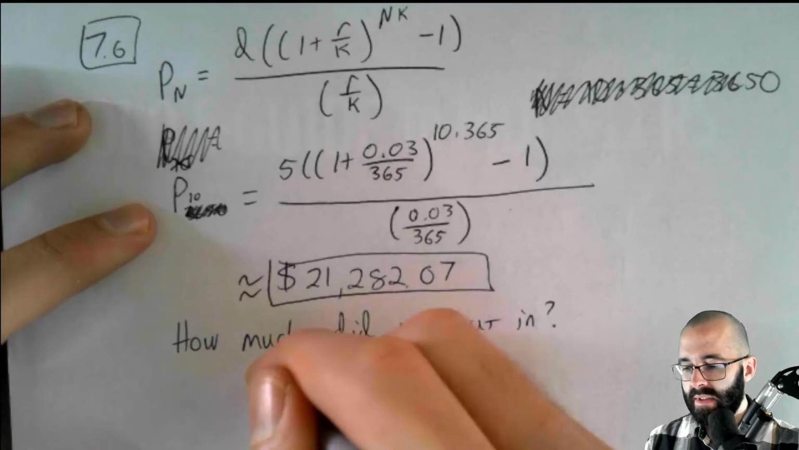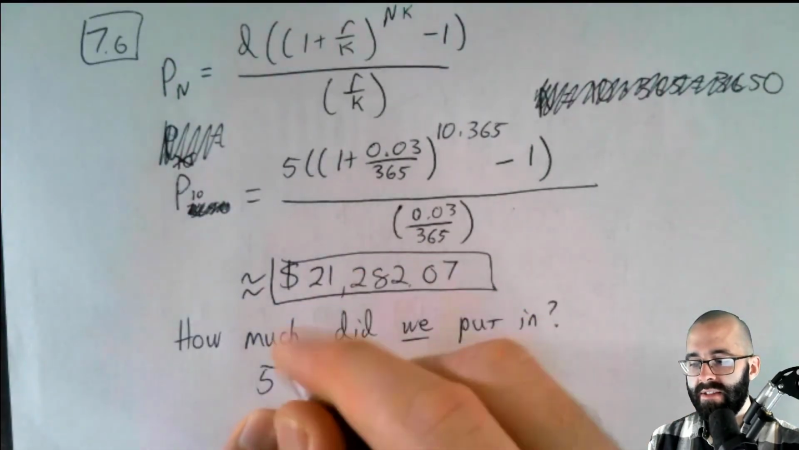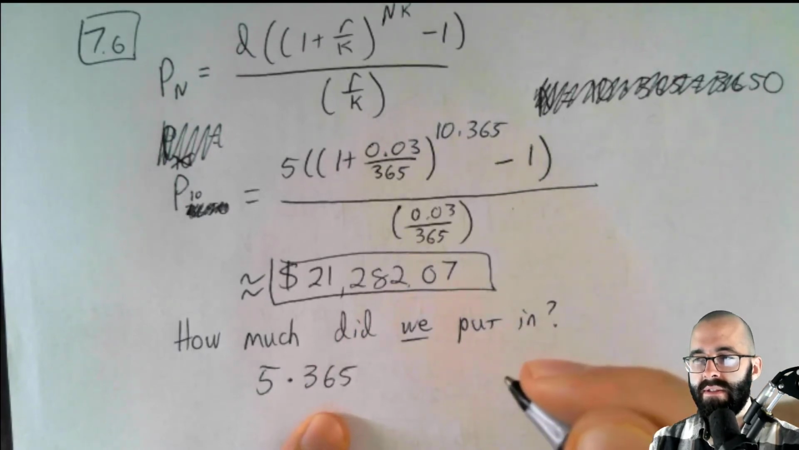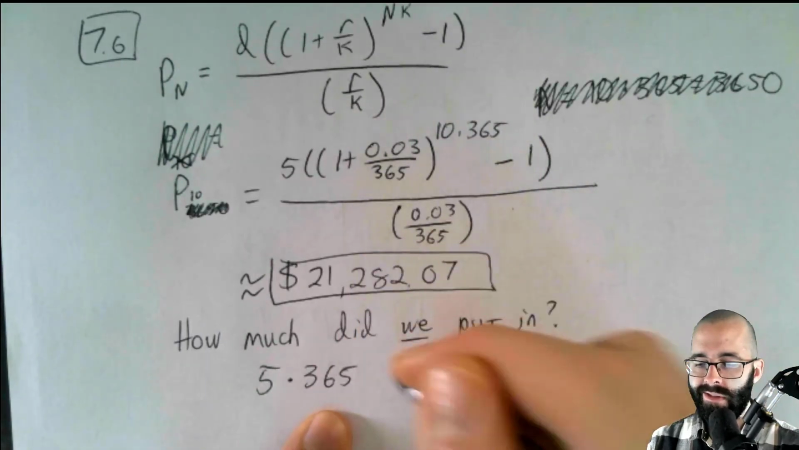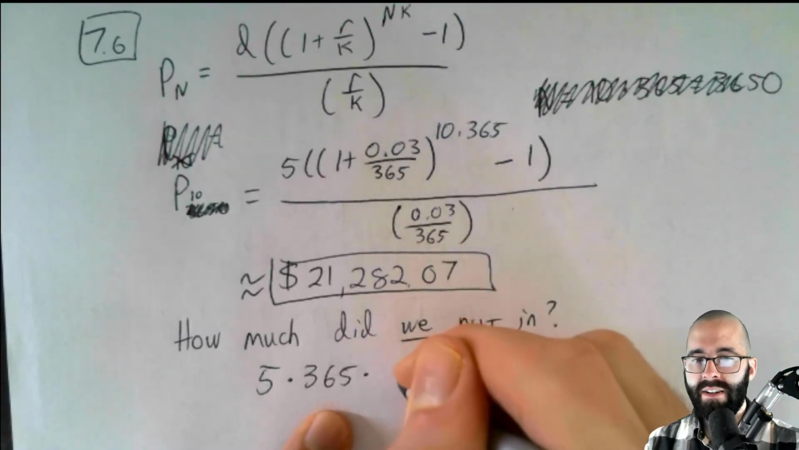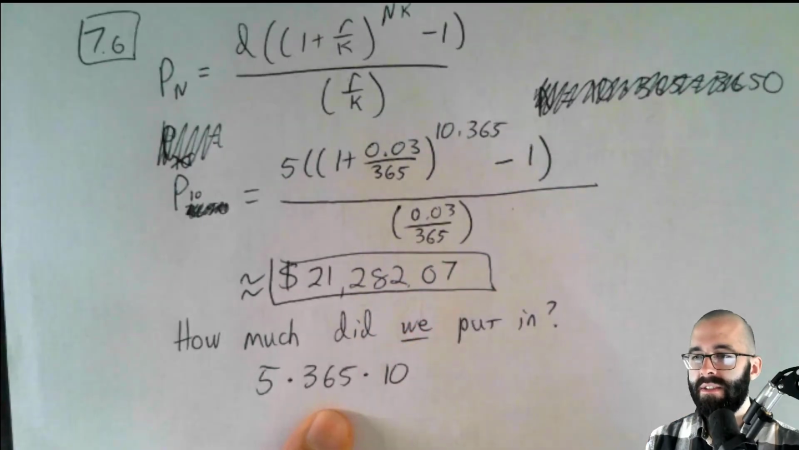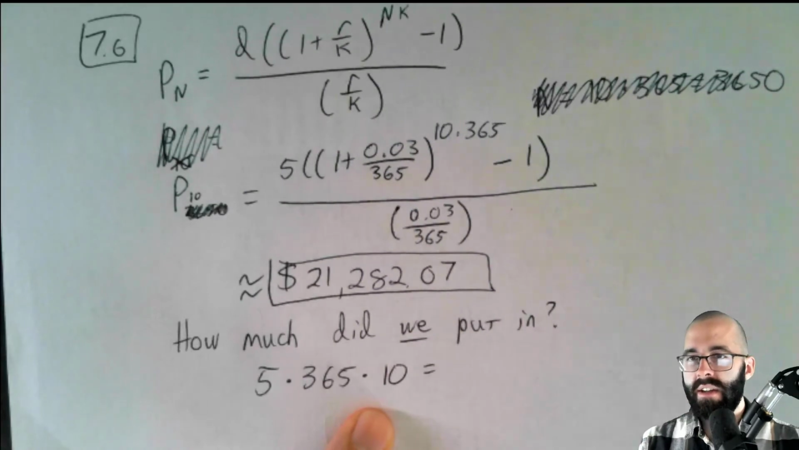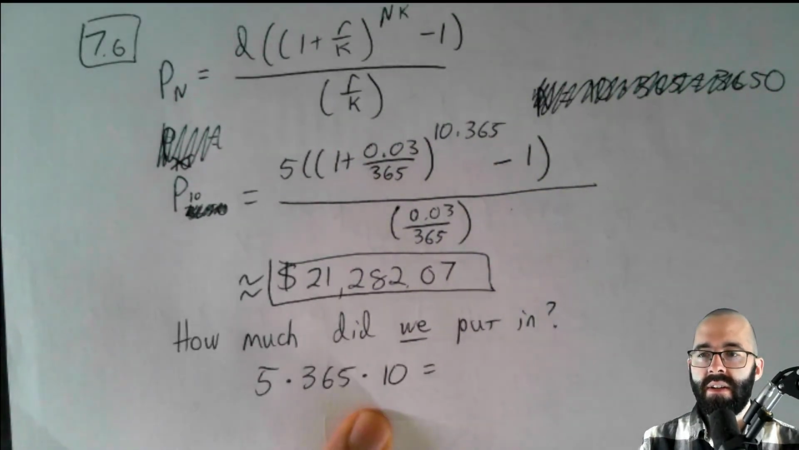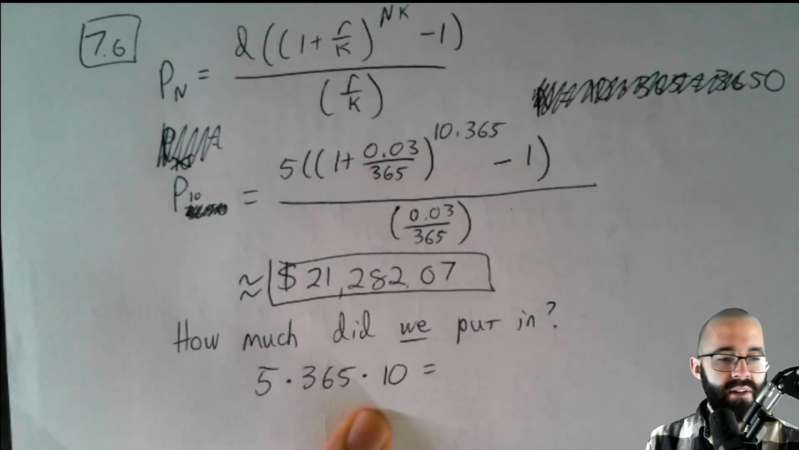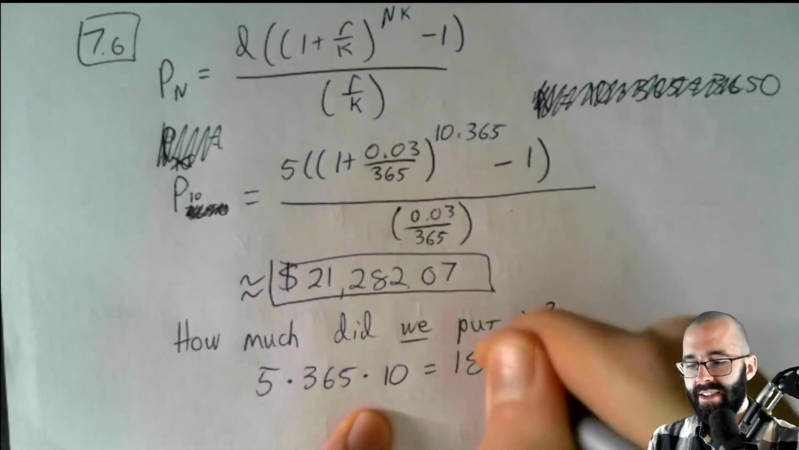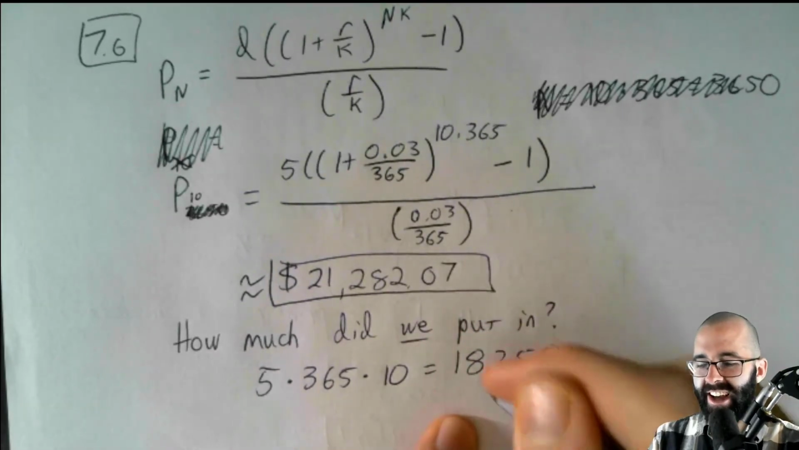Well, $5 a day, 365 days in a year. We're ignoring leap years right now. And how many years? 10 years. This is how much we've put in. Type that into a calculator. And you get 5 times 365 times 10 is 18,250.